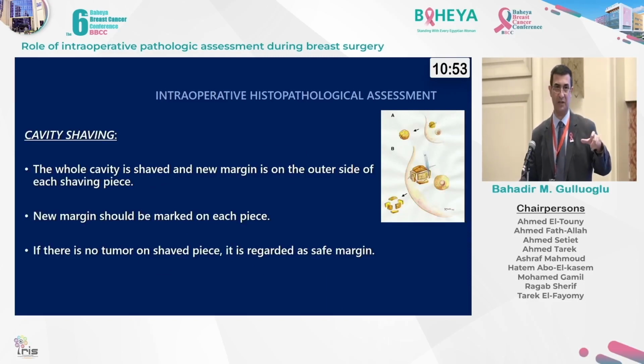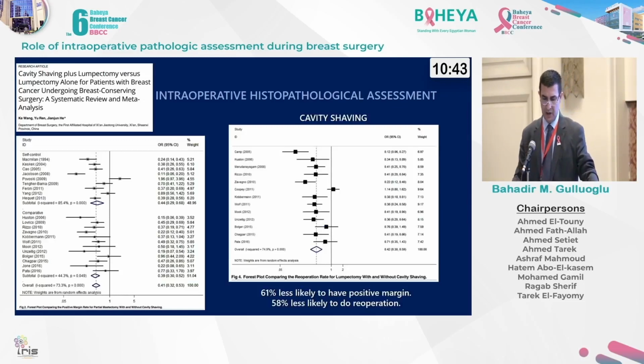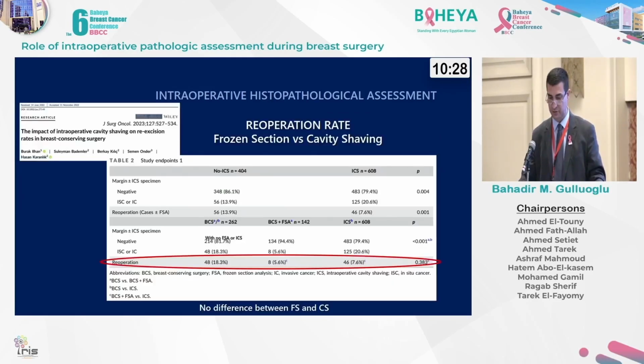Because with cavity shaving, you're not sending the pathologist all the shavings to look at, because it takes too much time and cost. So you do it and send it for the permanent pathology. At the end of all these studies, the meta-analysis shows that you are 60% less likely to have a positive margin after cavity shaving, and also around 60% less likely to do a reoperation.